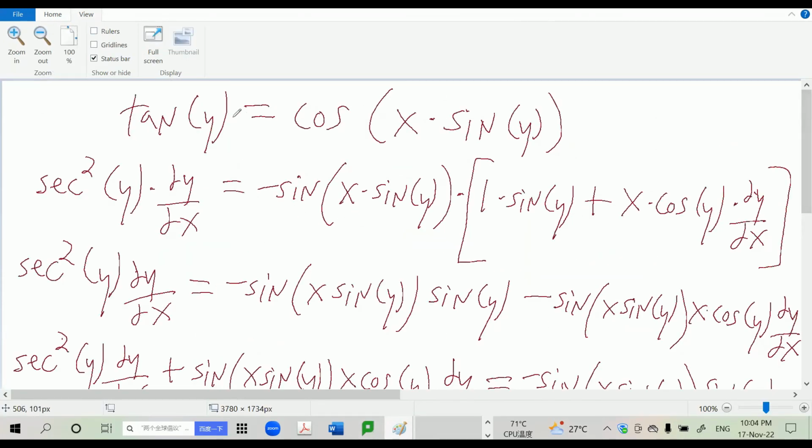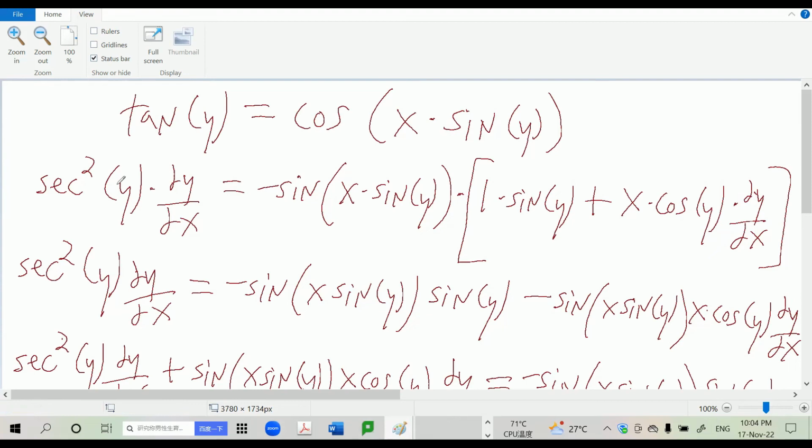This is the original equation here. Tan of y is equal to cosine of all this stuff here. Okay? So with this part here, what I'm going to do is implicit differentiation of both sides of the equation. So my next step, if you use the handout I gave you, is the derivative of the tangent function, which is just secant squared, okay?